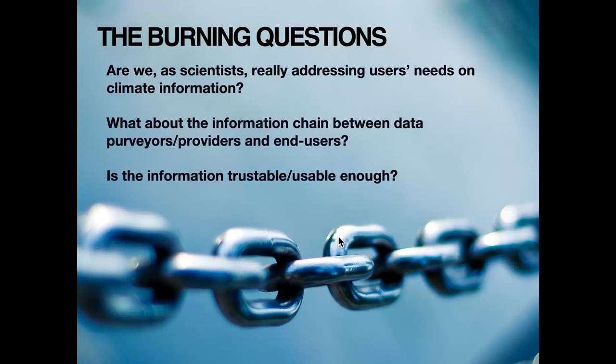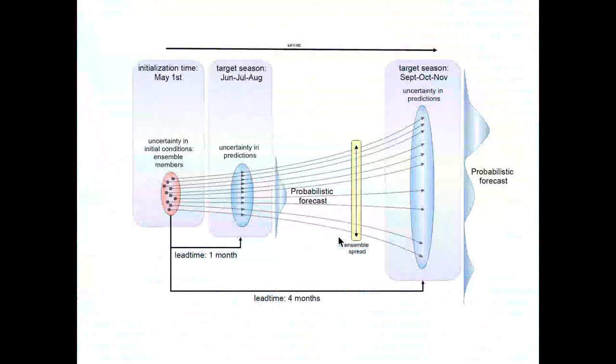The burning question that now is quite evident is, for example, are we as scientists really addressing user needs on climate information? And what about the information chain between the data providers and end users? And is the information trustable and usable enough? These are basic questions that we have had in mind when we are looking for new information for our climate service.